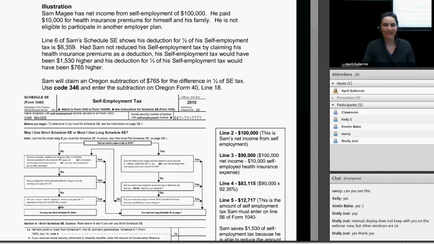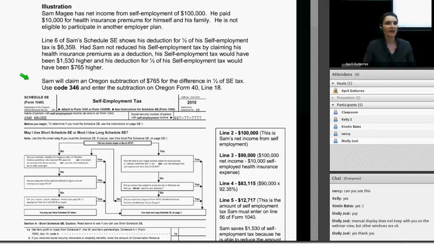Here is an illustration. Thank goodness I did that for you, right? Sam McGee has net income from self-employment of $100,000. He paid $10,000 for health insurance premiums for himself and his family. He is not eligible to participate in another employer plan. Line 6 of Sam's Schedule SE shows his deduction for 1/2 of his self-employment tax is $6,359. Had Sam not reduced his self-employment tax by claiming his health insurance premiums as a deduction, his self-employment tax would have been $1,530 higher, and his deduction for half his self-employment tax would have been $765 higher.